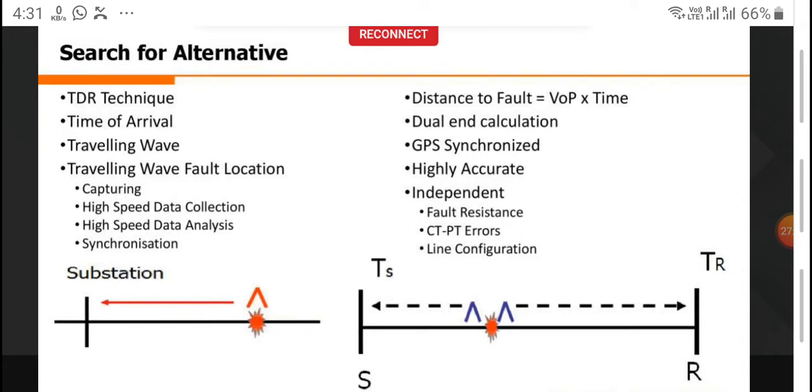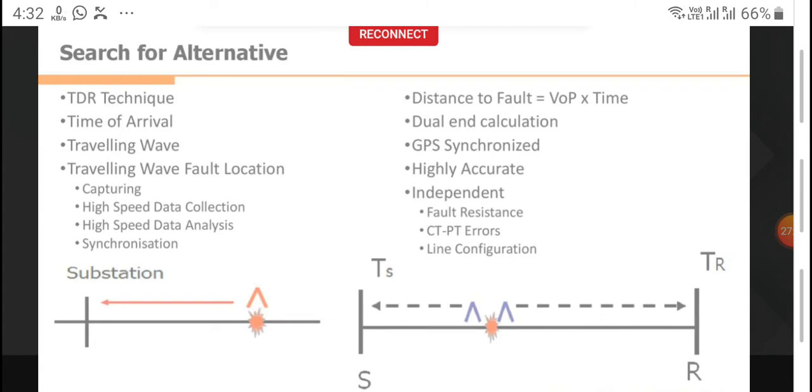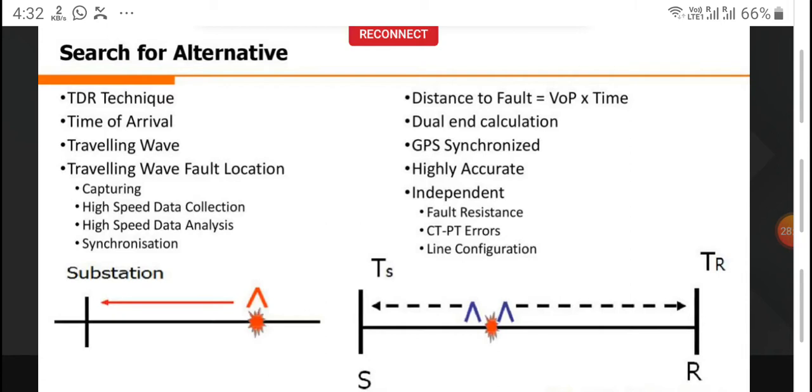You need to have capturing. As I said, the wave will travel to both ends. So, you have to capture those waves. So, you have to have the coupling systems that can capture those waves. Then you have to have high-speed data collection. Now, by high-speed data collection or high-speed data analysis, that means you have to have a good system which has a high resolution, which has a high data processing power. So those things are required because these are transient waves that travel.